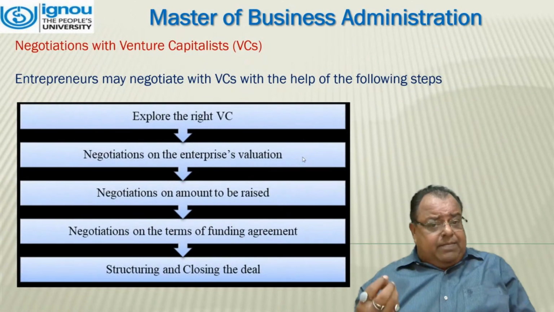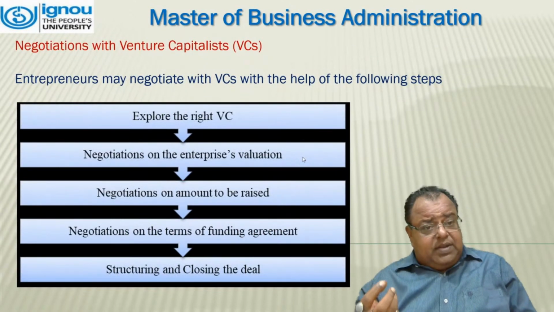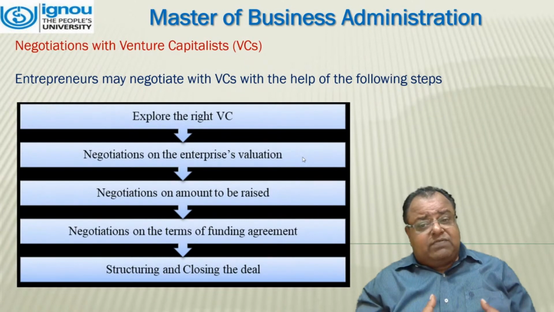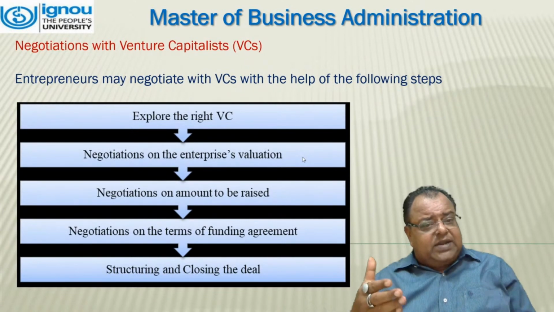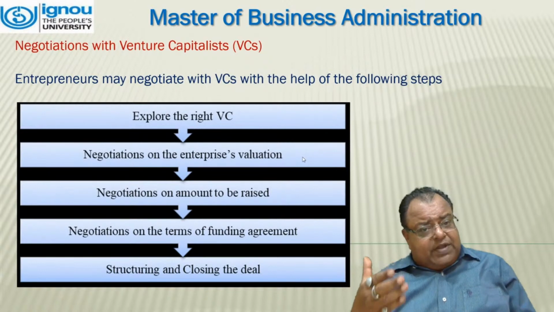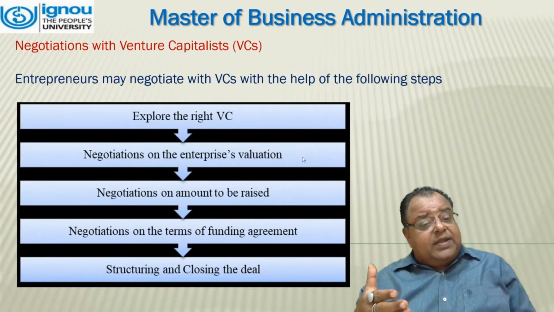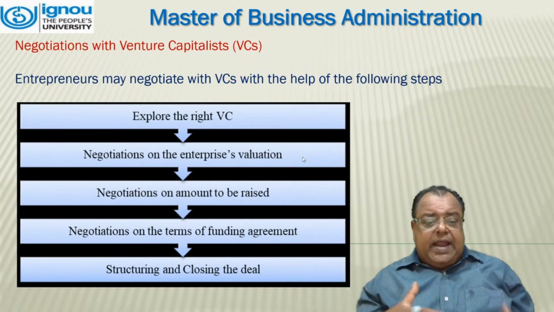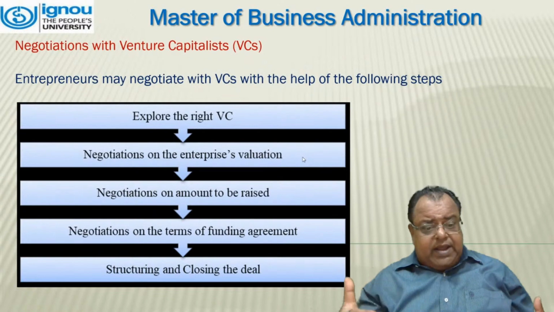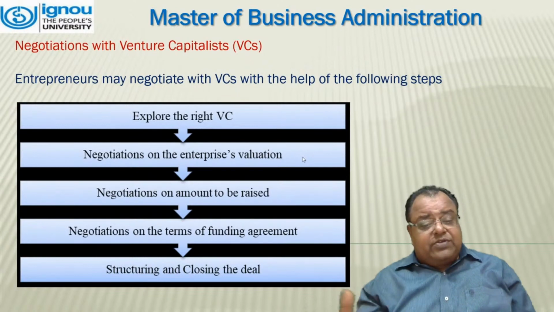Negotiations with venture capitalists. Entrepreneurs may negotiate with VCs with the help of the following steps. First one is to explore the right venture capitalist. Then negotiation on the enterprise's valuation, negotiation on the amount to be raised, negotiation on the terms of the funding agreement, and structuring and closing the deal. These are the steps which have to be followed.